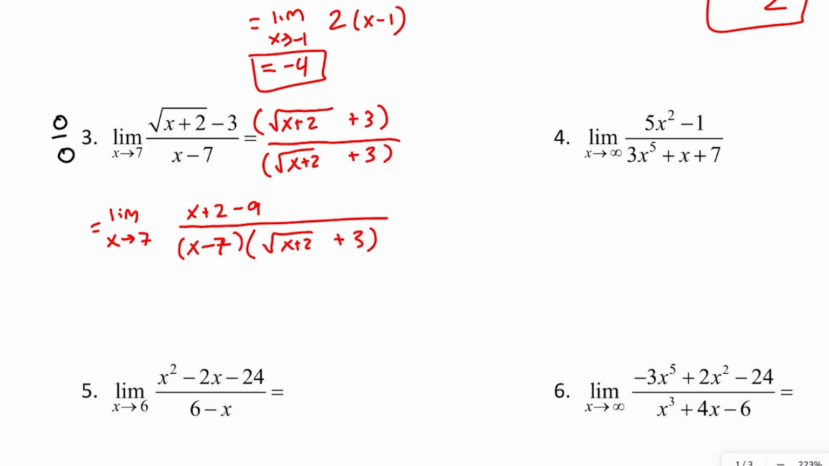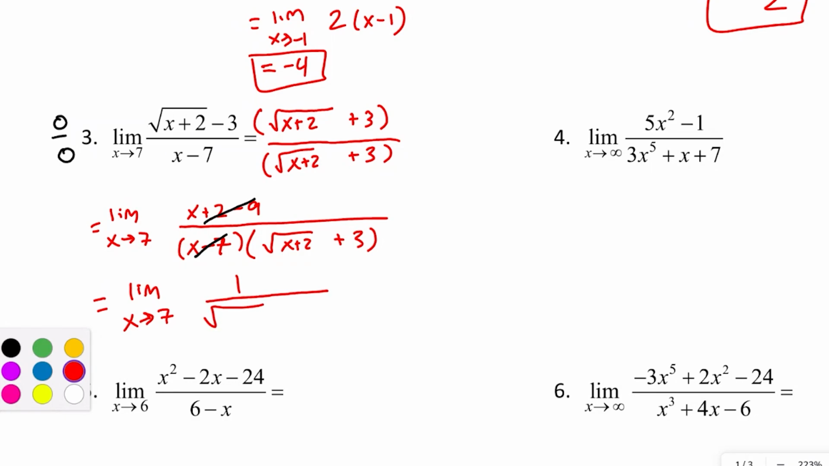But now let's take a closer look at that numerator. x plus 2 minus 9 is x minus 7. So we have x minus 7 both on the numerator and the denominator. Those can cancel out now, leaving us with the limit as x approaches 7 of 1 over square root of x plus 2 plus 3.